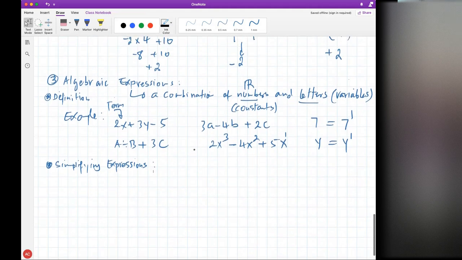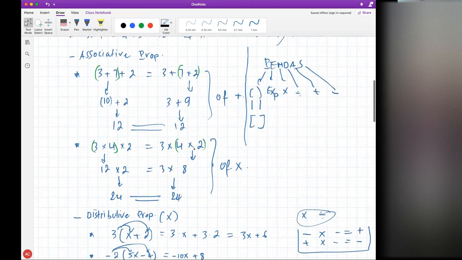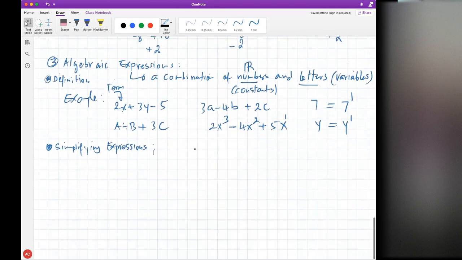So basically, we're going to combine. We're going to use these rules that we learned of moving things around and multiplying and so on, adding and subtracting. We're going to apply them to these and see how to simplify them.